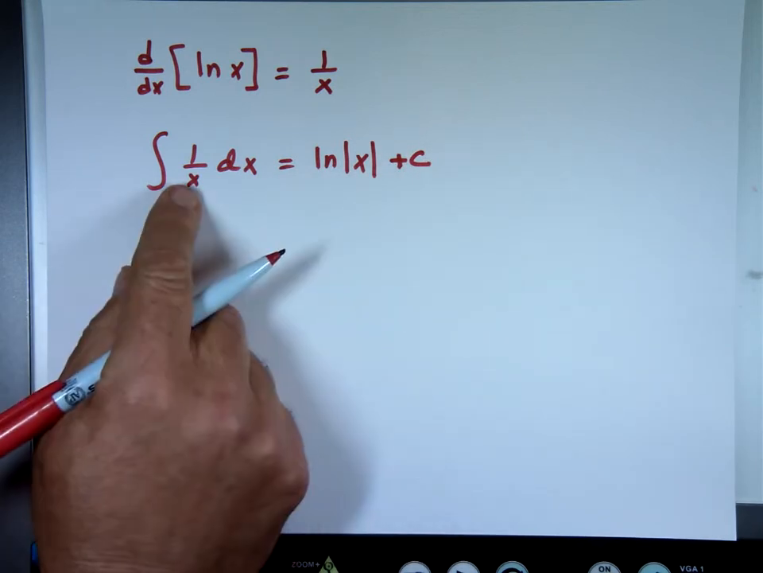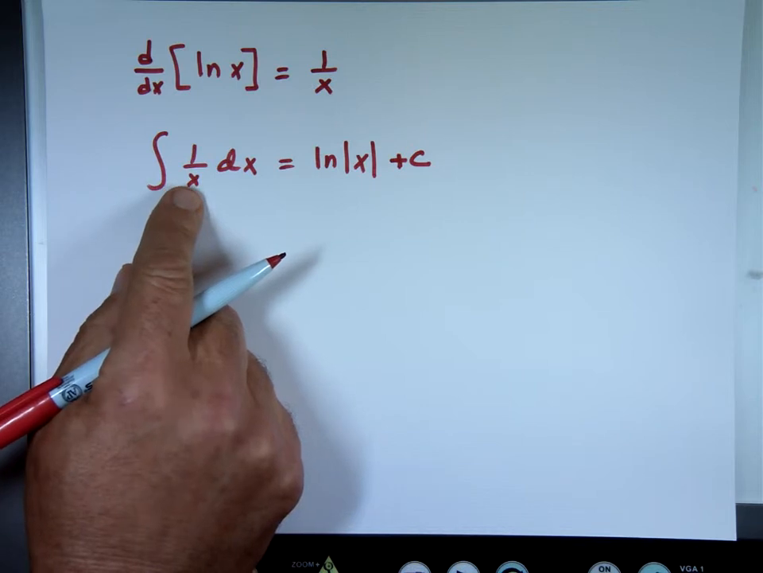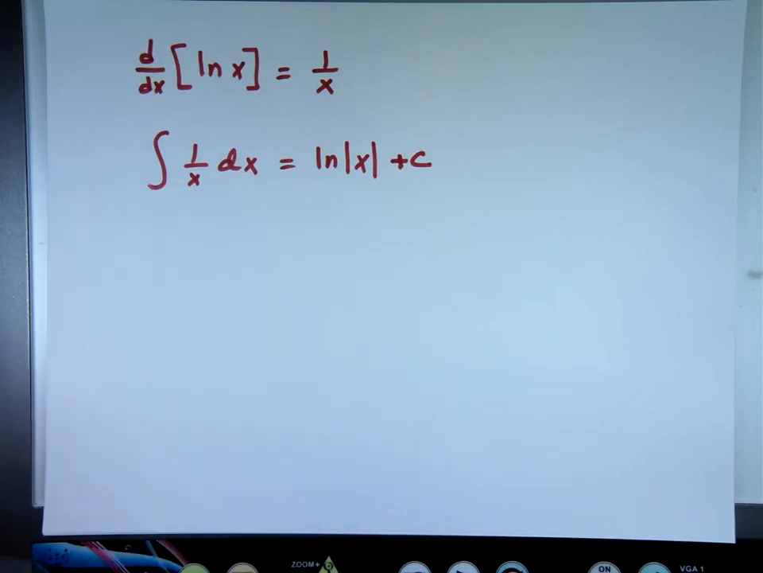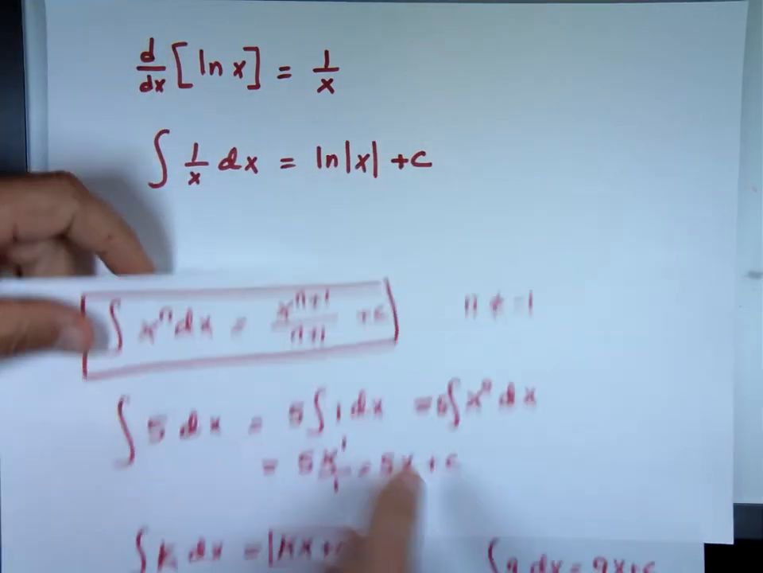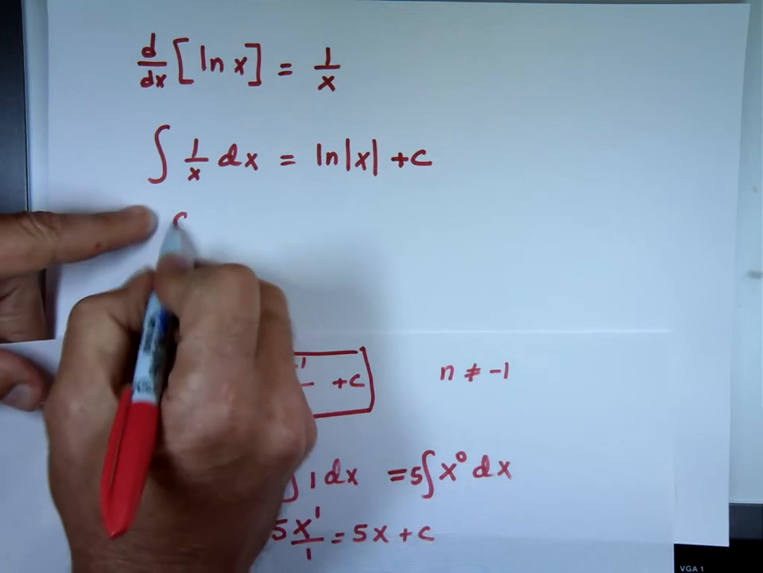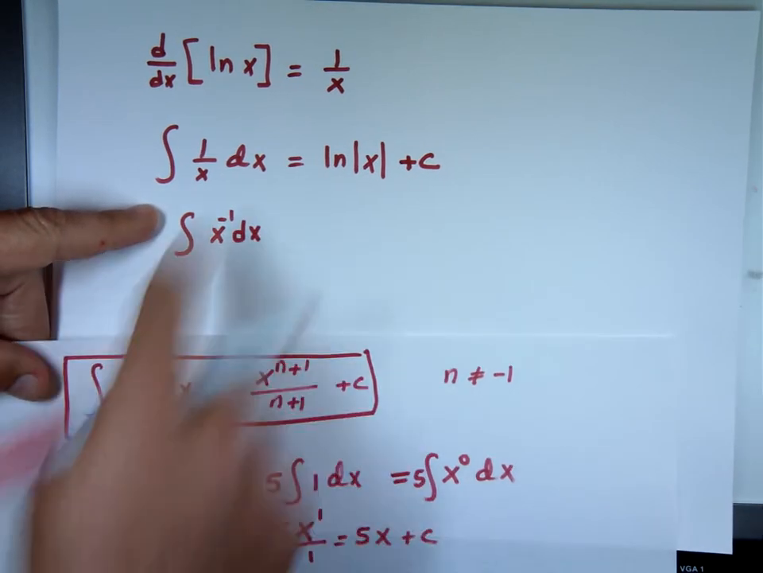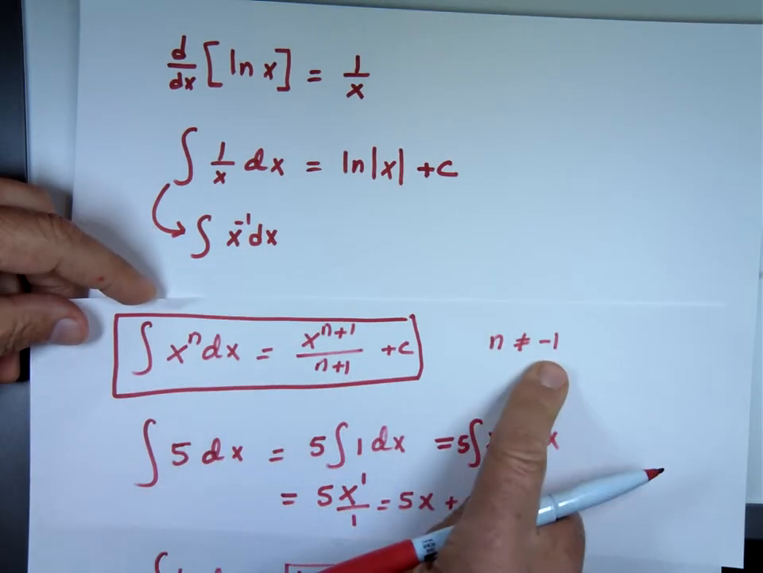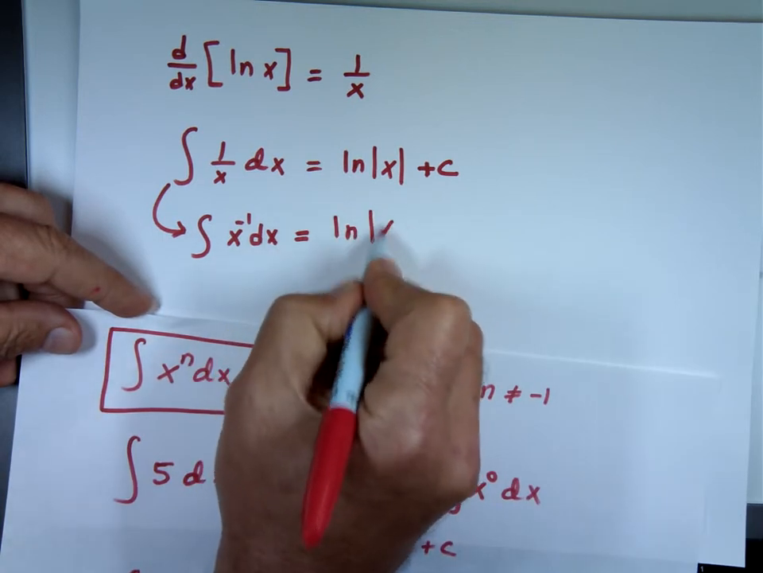Wait a minute. 1 over x. What's the power of x? 1. Remember that rule says you can't use it when the power is negative 1, right? Because when you write 1 over x, isn't that x to the minus 1 dx? So you can't use this rule for that one because n equals minus 1. So when you see that from now on, your answer is the natural log of the absolute value of x plus c.